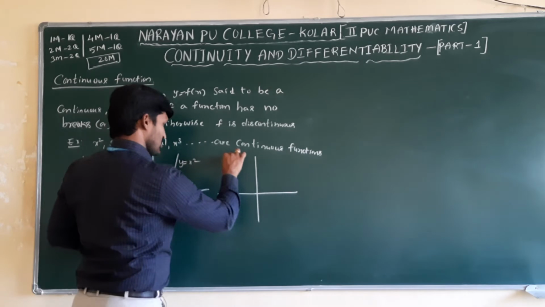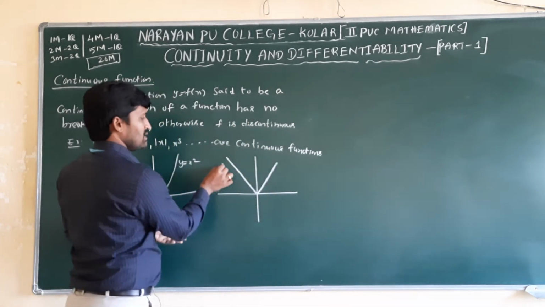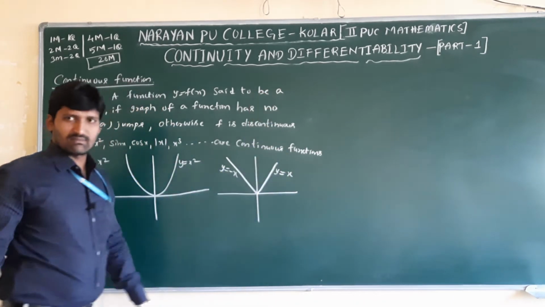Mod x is two functions, one is minus x, another one is plus x. There are no breaks in this also. This is y is equal to minus x and this is y is equal to plus x, condition wise.